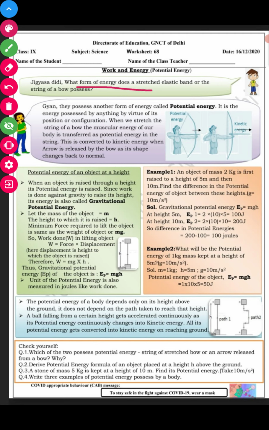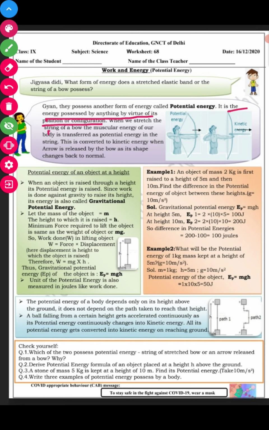What form of energy does a stretched elastic band or the string of a bow possess? They possess another form of energy called potential energy. Energy possessed by anything by virtue of its position or configuration is called potential energy.